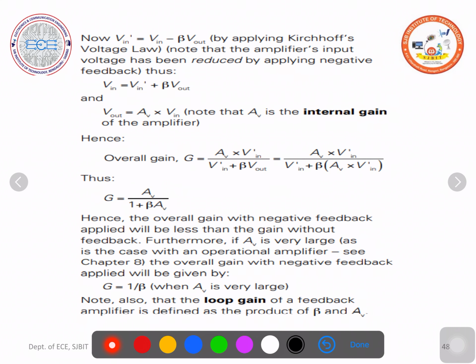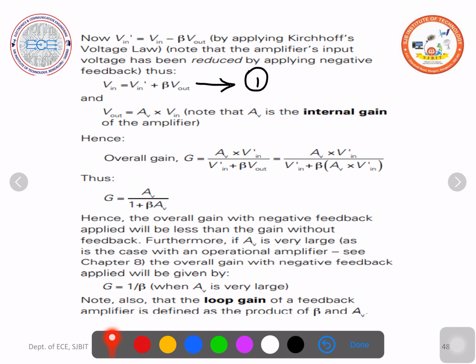In the next slide, we will check it. The same thing that I have explained here: V in dash is the input voltage to the basic amplifier. So that is equal to the input voltage to the closed loop amplifier, V in minus beta V naught, where beta V naught is the feedback voltage. This you will get by applying Kirchhoff's voltage law. Rearrange this equation, so you will get V in is equal to V in dash plus beta V out. Let us call this equation 1.